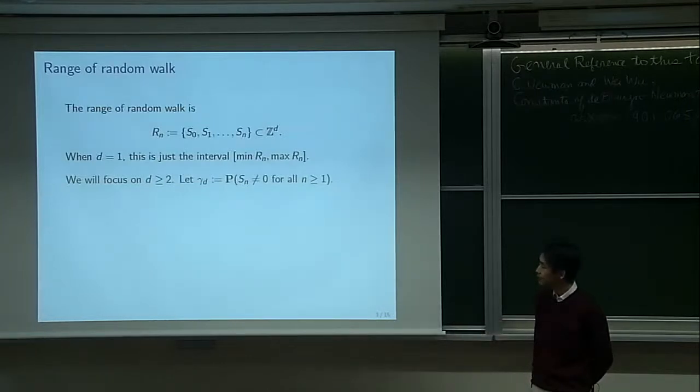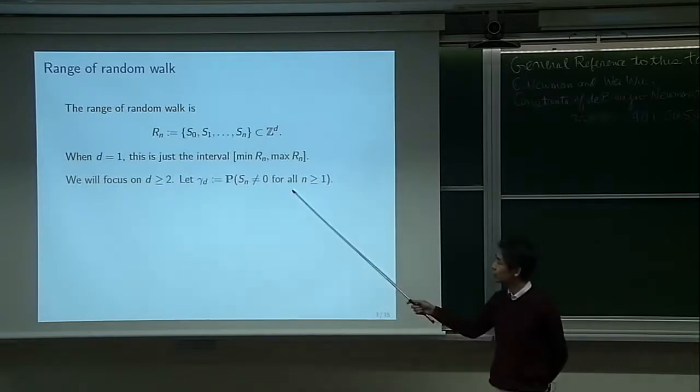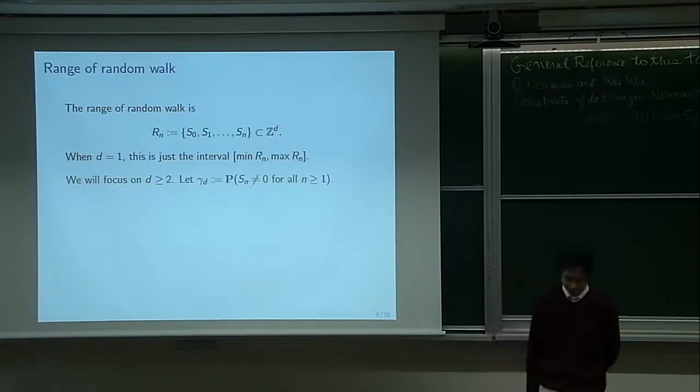So let gamma_d be the probability that the random walk will never come back to the origin. And from 1920, by the result of Polya, it is known that gamma_2, in dimension 2, this probability is 0. And in dimension 3 and higher, this probability is positive. It says that the 2-dimensional random walk is recurrent and 3-dimensional and higher dimensional random walks are transient.